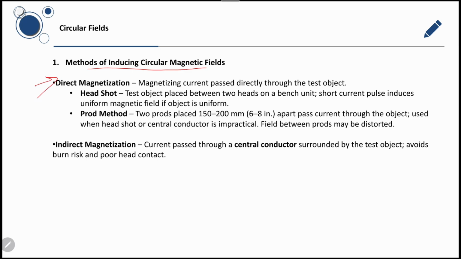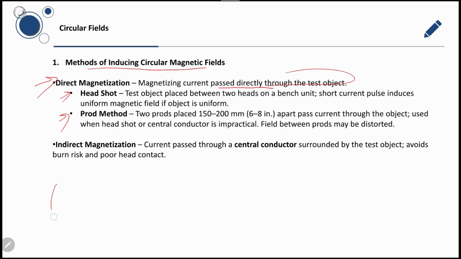First, we discuss direct magnetization. In direct magnetization, the magnetizing current is passed directly through the test object itself. There are two common techniques here. First one is the headshot and prod method.